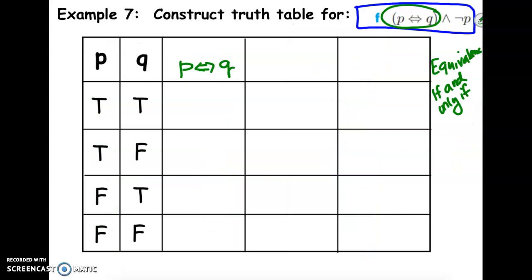So to be true, both have to be the same. So these are both the same, so the truth value is true. Both of these are the same, so it is true. The other two then are considered false. All right, I'm going to erase that.